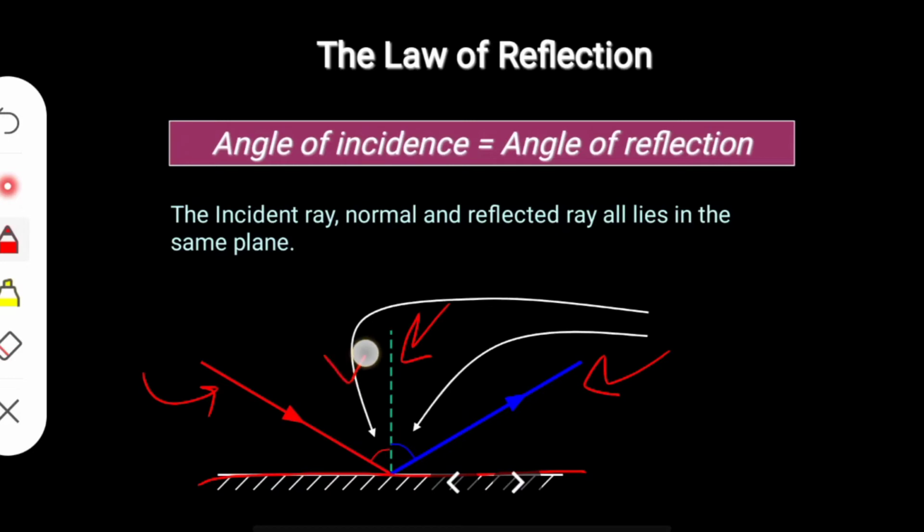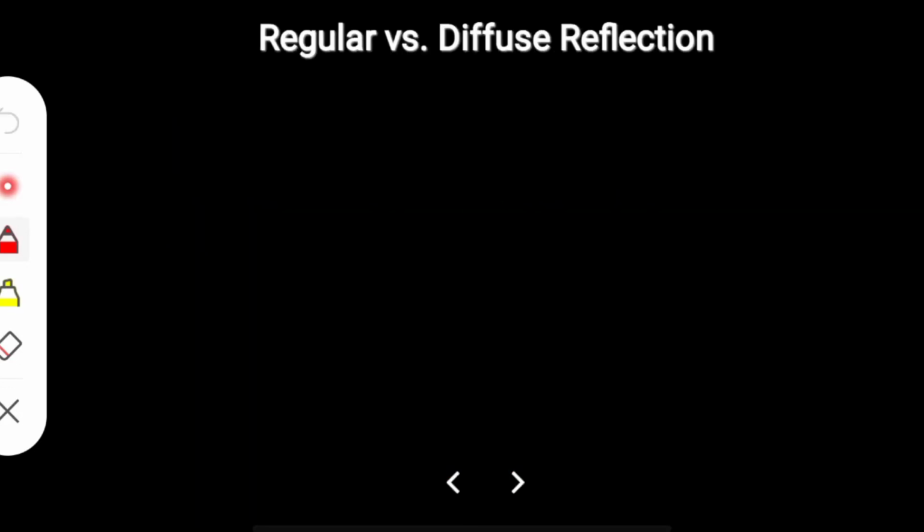This shows the first law of reflection. Angle of incidence and angle of reflection are the same. Next, reflection can be regular or diffuse. If we have a shiny smooth surface, then we'll get regular reflection.